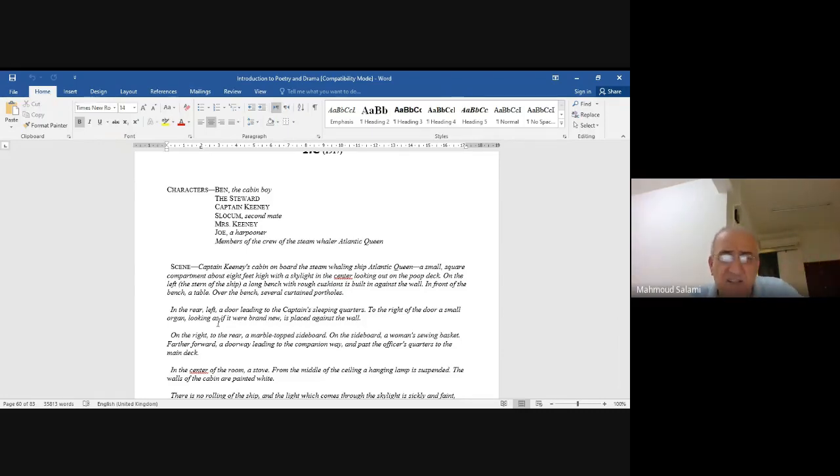As you can see here, as I told you, because here we are reading it, we don't see it on stage. That's why we see the description of the stage.